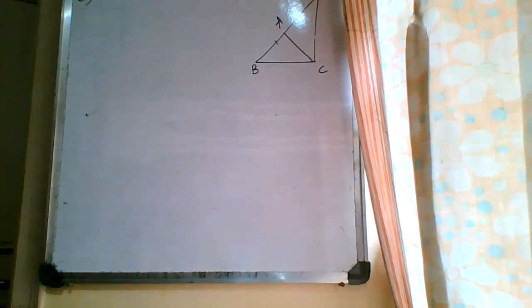Now see question number 6. In question number 6, a triangle ABC is an isosceles triangle in which AB is equal to AC.